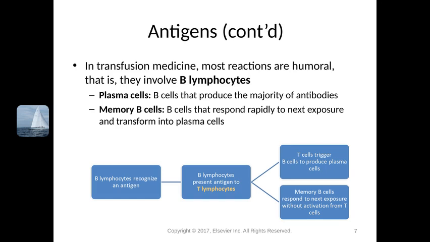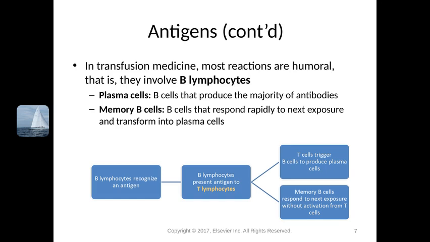They will either trigger the B cell to produce a plasma cell, which are my absolute favorite cells. They're beautiful. They look like a purple fried egg with a nucleus and your area of clearing, your Golgi apparatus. Hopefully you got to see some of those in hematology because they're beautiful. They can also elicit a memory cell, so they'll respond again without the activation of T cells the next time around.